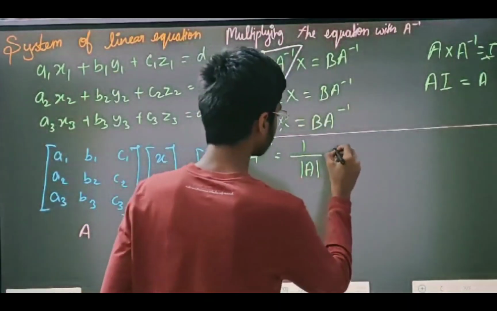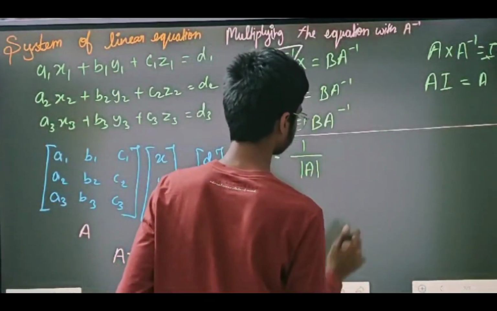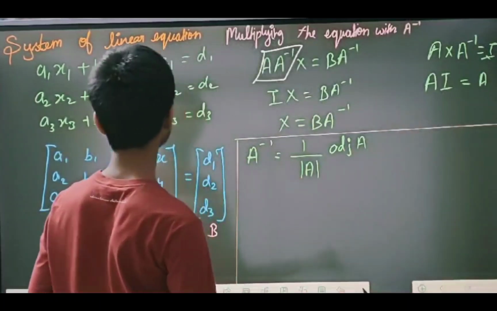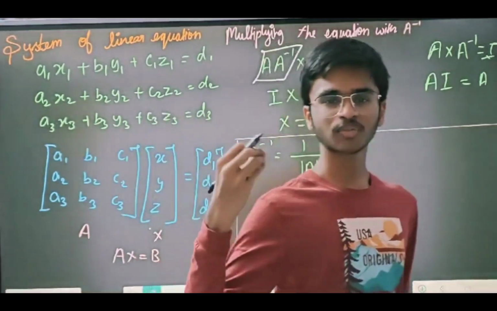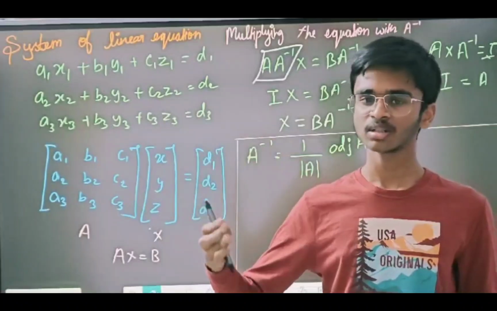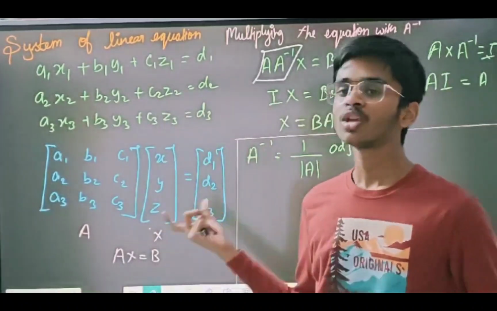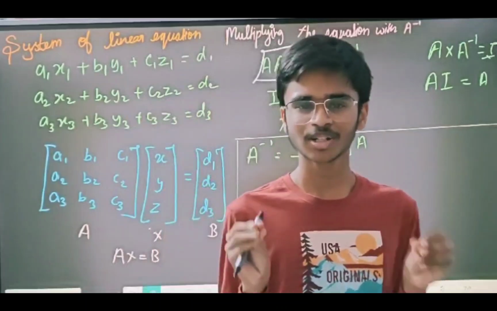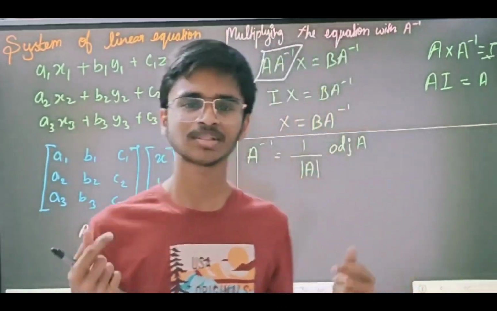Okay, so that into adjoint of A. That also I have just now said, how to find the adjoint of A, all those things as shortcut tricks. So this is what the A matrix is. Very simple, right? If you understand all these concepts, they are very simple to me.